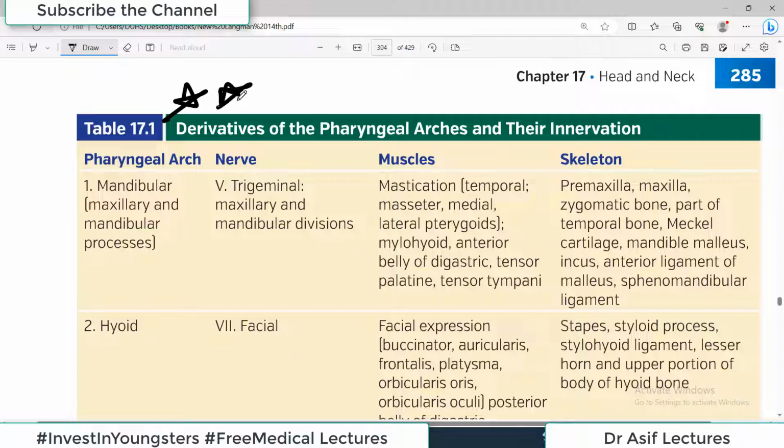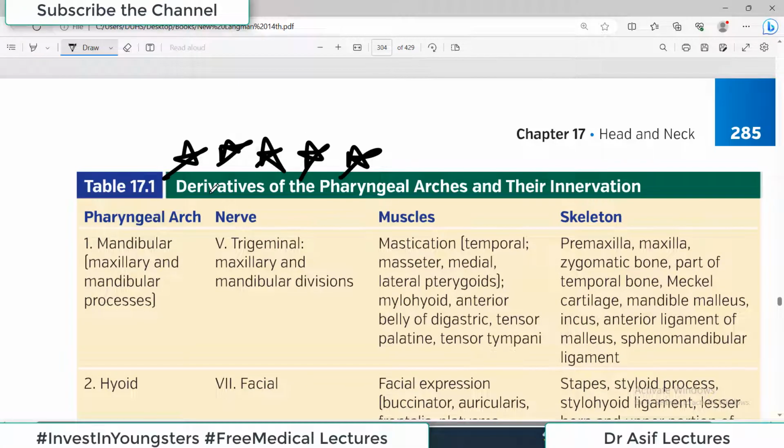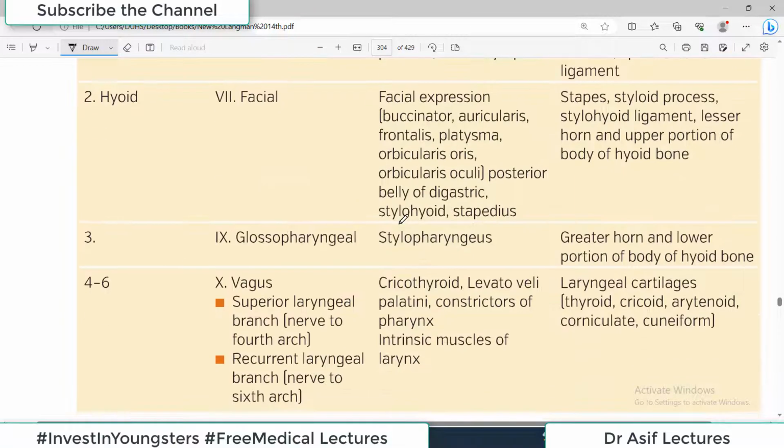Actually, मैं बना ही देता हूँ 5 स्टार, और ये मैं क्यों कह रहा हूँ 5 स्टार है, क्योंकि अगर आपको हेड रीजन में एम्ब्रियोलॉजी में ये टेबल नहीं समझ में आया कि कौन सी फेरिंजियल आर्चेस होती हैं हमारी बॉडी में, और फिर उन फेरिंजियल आर्चेस की नर्व सप्लाई क्या है, उनसे मसल्स कौन से डेवलप होते हैं, और स्केलेटन का कौन सा पार्ट डेवलप होता है. So that's a 5 star table, must know for your embryology stuff.